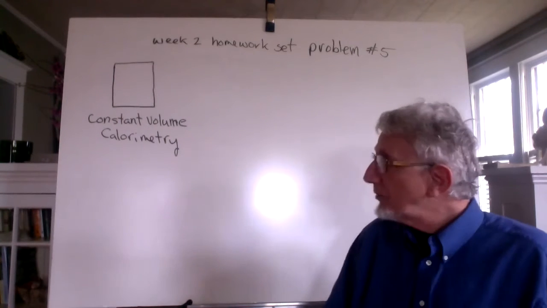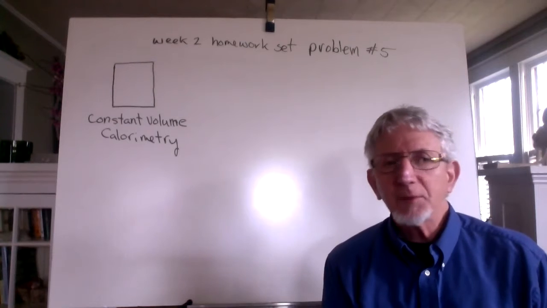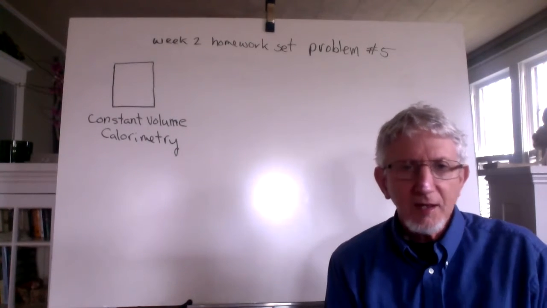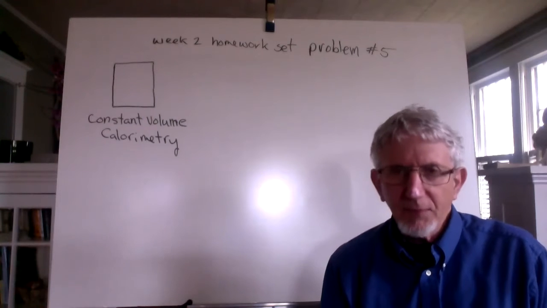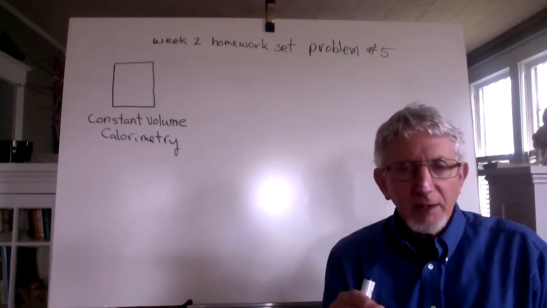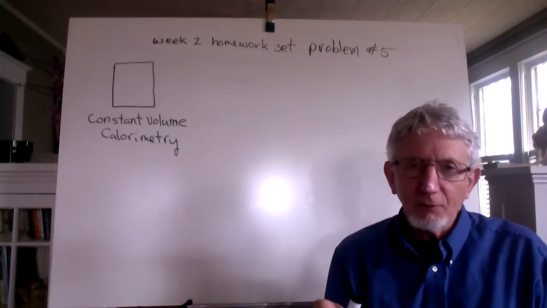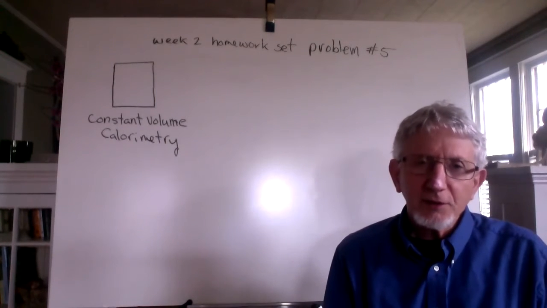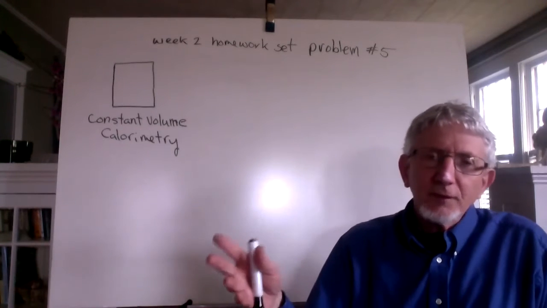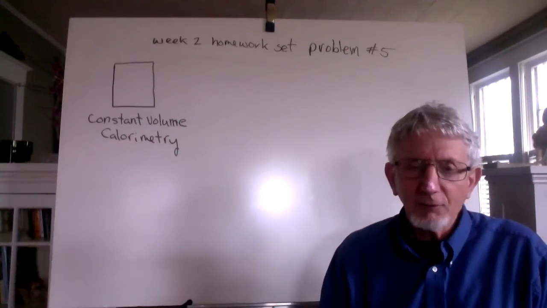This is a constant volume calorimetry problem. Remember what calorimetry is. Calorimetry is the science of measuring the heat associated with different processes, like chemical reactions, for example. In our lab last week, we ran calorimetry with a constant pressure calorimeter. It was called a constant pressure calorimeter because it was open to the atmosphere, and the atmospheric pressure is relatively constant.